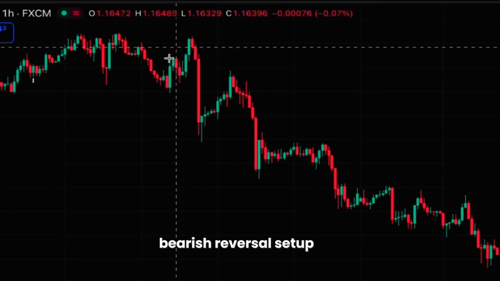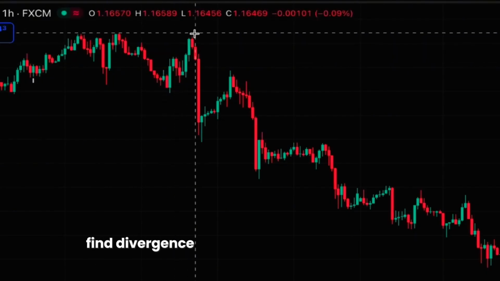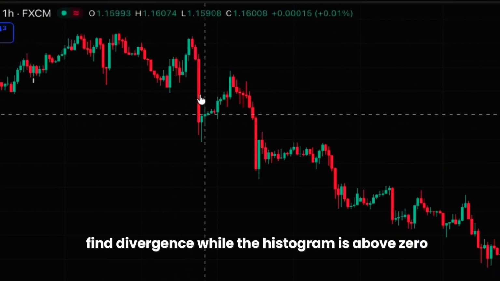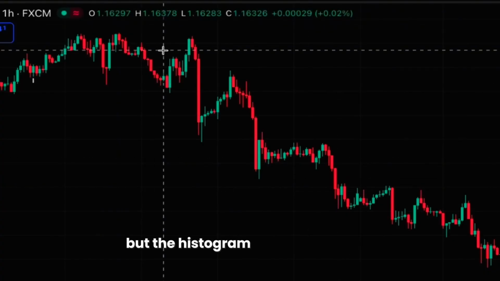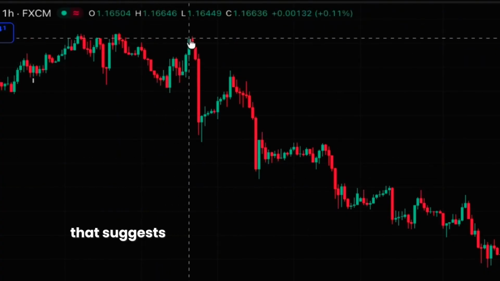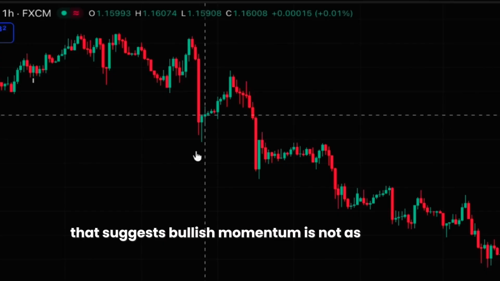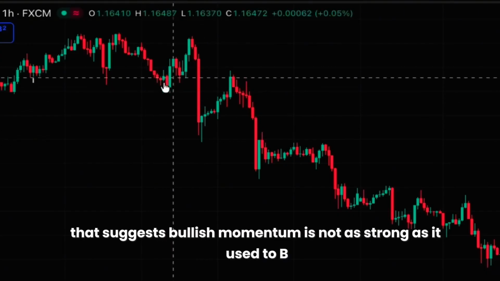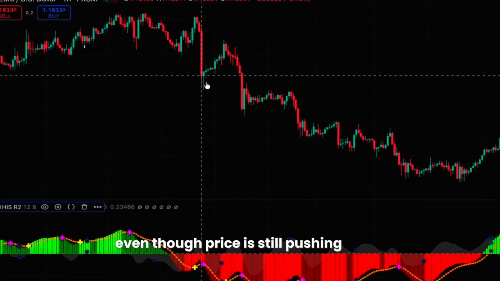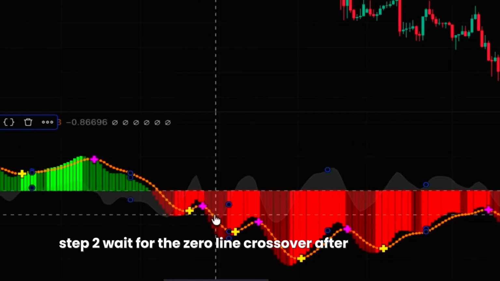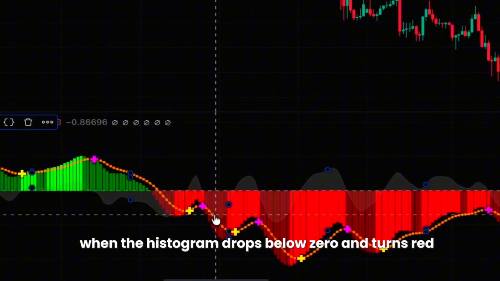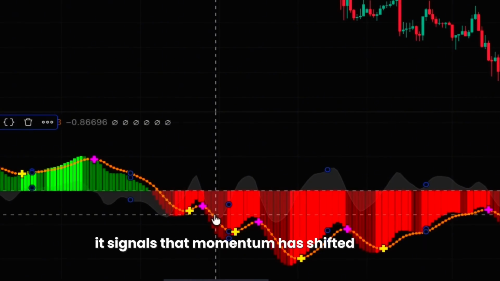Bearish reversal setup. Step 1. Find divergence while the histogram is above zero. Price makes a similar high or a higher high, but the histogram makes a lower high. That suggests bullish momentum is not as strong as it used to be, even though price is still pushing upward. Step 2. Wait for the zero-line crossover. After the divergence, when the histogram drops below zero and turns red, it signals that momentum has shifted negative.